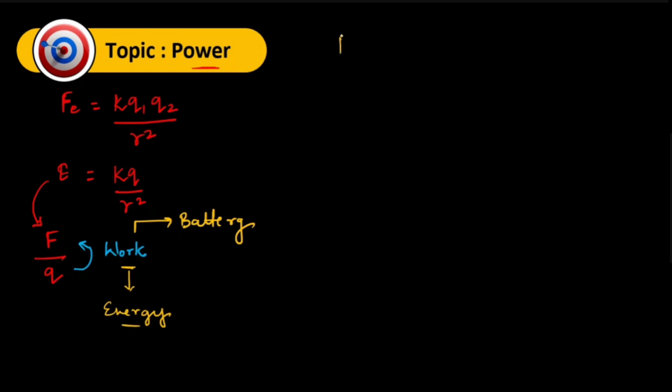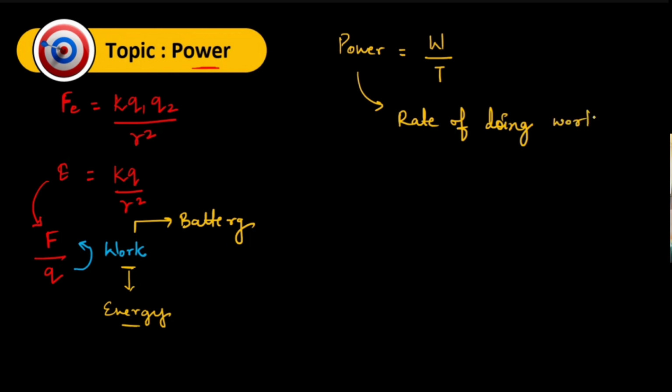Also, if you want to define power, the power to do that work against that force is work done per unit time. Power is defined as the rate of doing work, like by how good or bad a rate you can do work, how fast and how slow you can do work. That is something that defines the power.